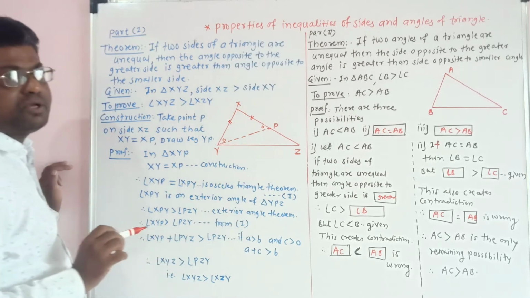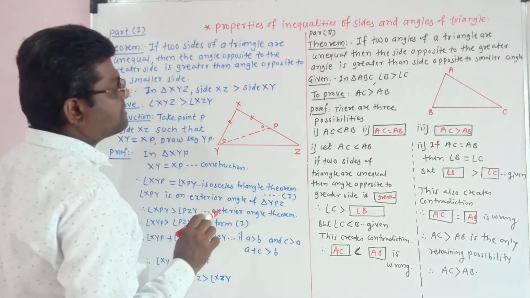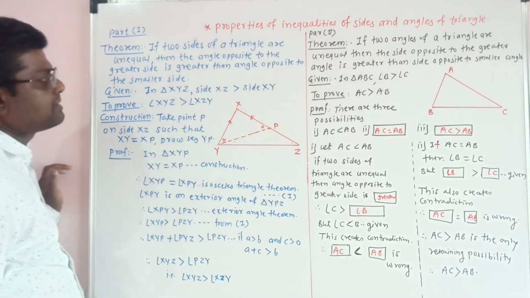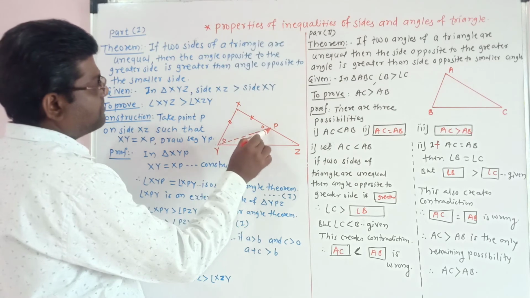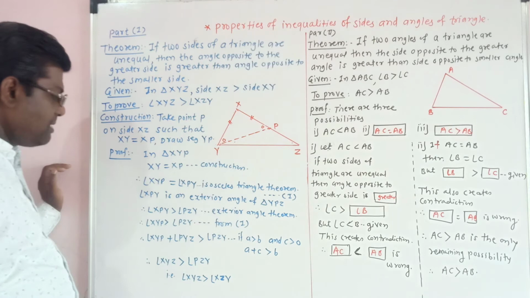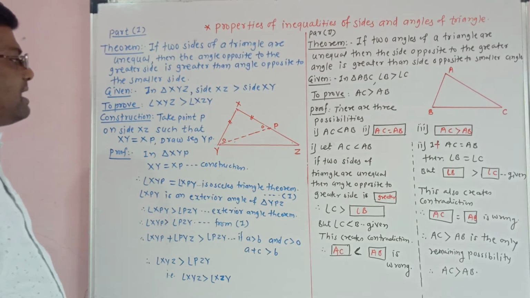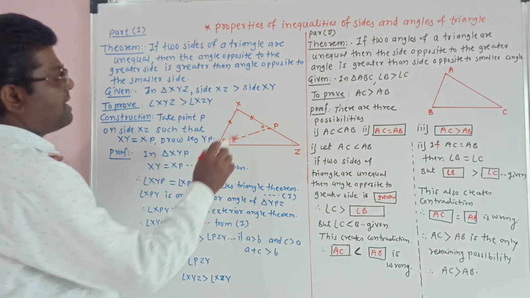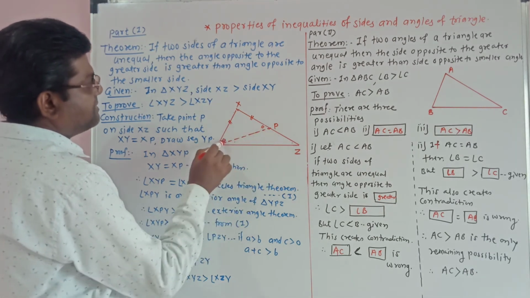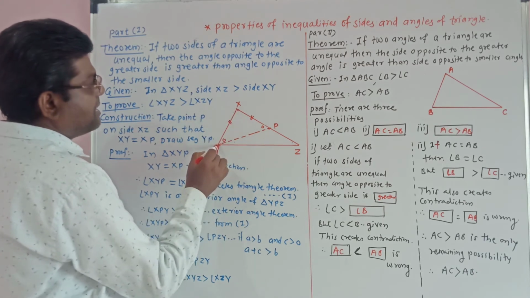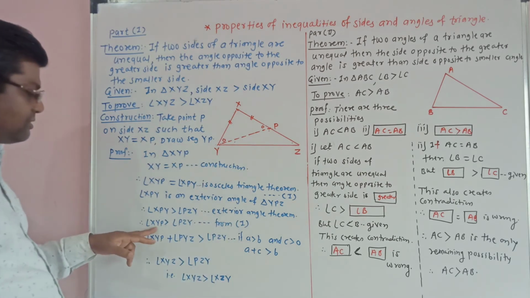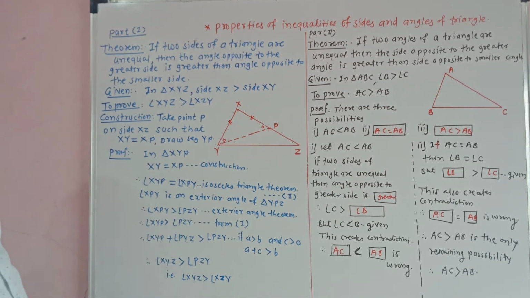We know that the measure of an exterior angle is greater than its remote interior angles. Therefore angle XPY is greater than angle PZY, but this angle is equal to this angle. Therefore angle XYP is greater than angle PZY.